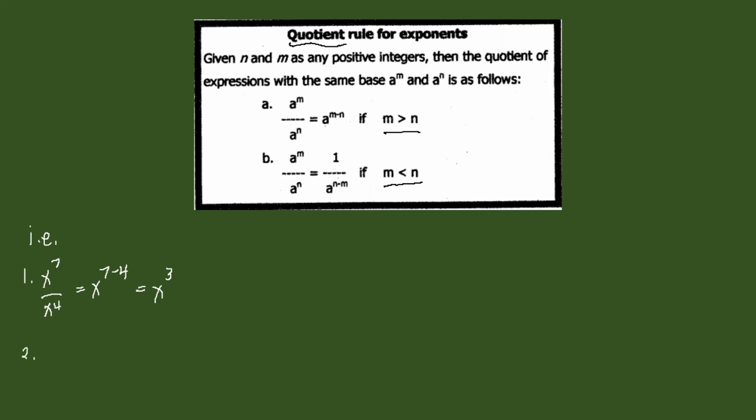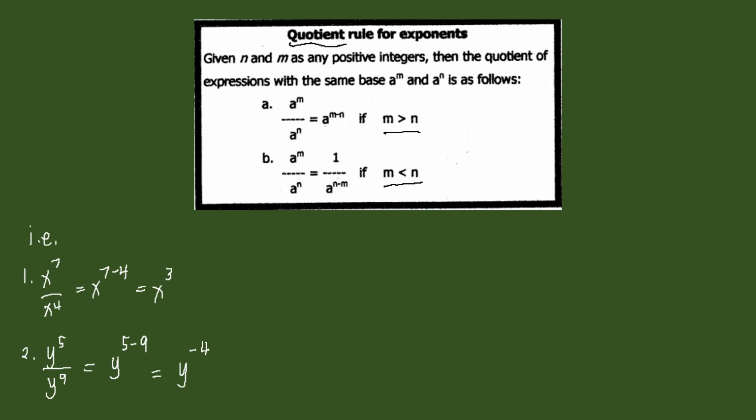Let's try y to the 5th over y to the 9th. Again, looking at the expression, the operation is division. And then what we have here is the common base y. So we copy the common base y, and then we subtract the exponents. So 5 minus 9. And that would give us y to the negative 4, because 5 minus 9 is negative 4. Now, we don't like negative exponents. We don't like negative exponents.